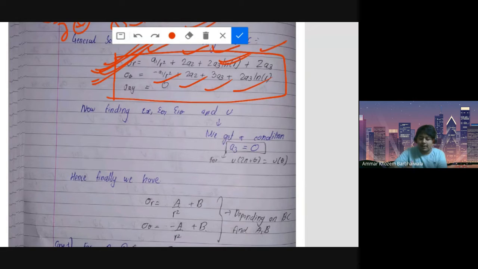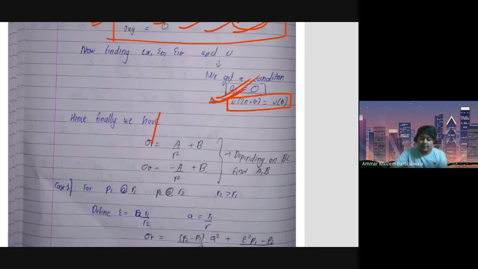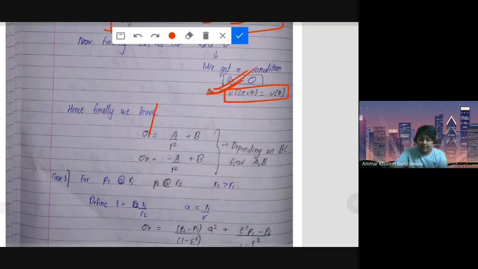So we would not get a solution at r equals 0, so basically the a3 terms are all 0. There's also another condition that u of 2 pi plus theta should be equal to u of theta. If these two conditions are put, then we have a3 equal to 0. After putting a3 equals 0, we can just club the other constants. So our sigma r and sigma theta are basically in terms of this.